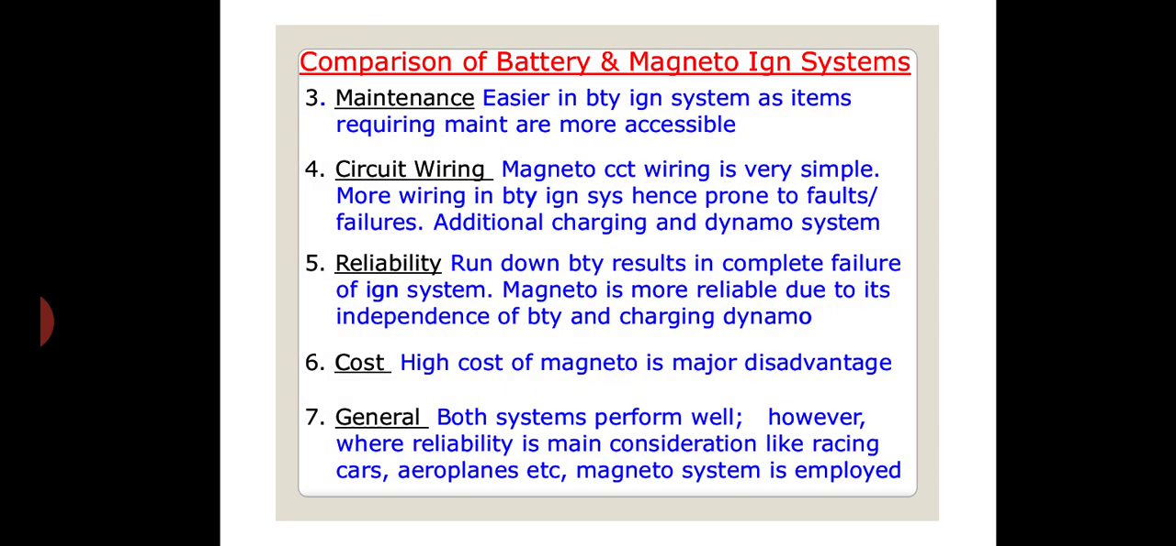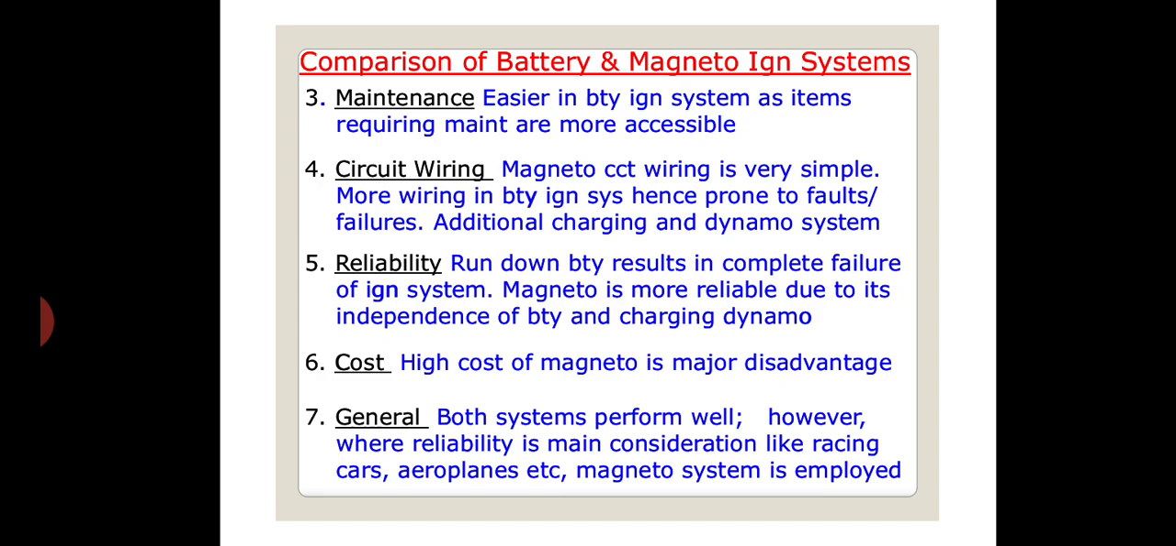Now, maintenance: the battery ignition system needs excessive maintenance of the battery system, while the magneto ignition system does not need any maintenance since the battery is eliminated. Related to circuit wiring, magneto circuit wiring is very simple, but there is more wiring in the battery ignition system. Hence we find more chance of fault or failure. So an additional charging and dynamo system is required here.